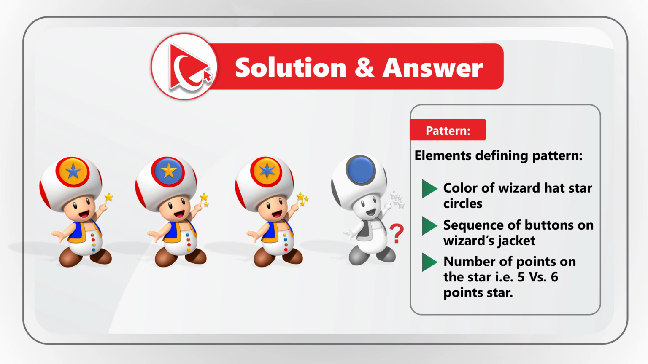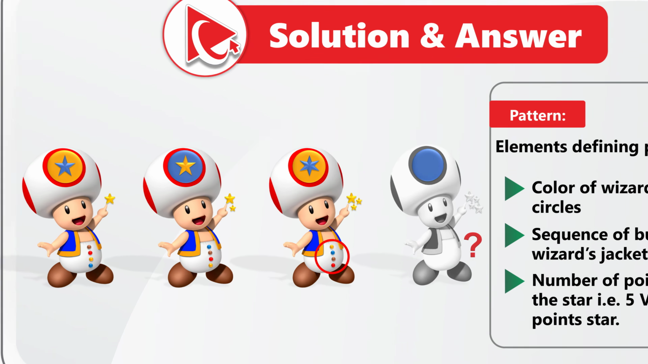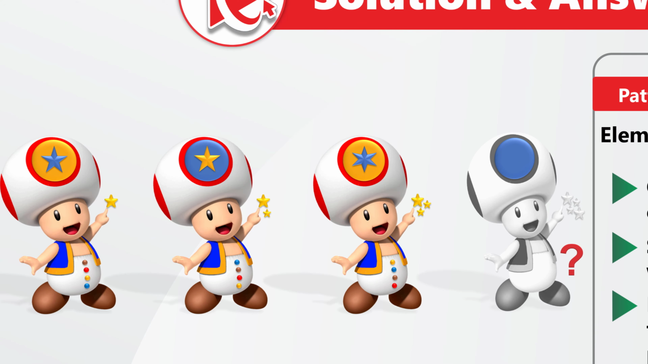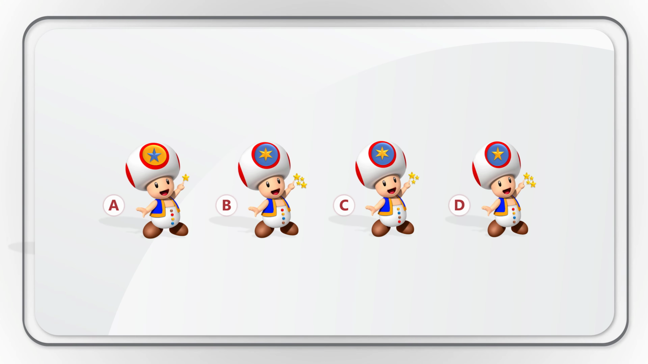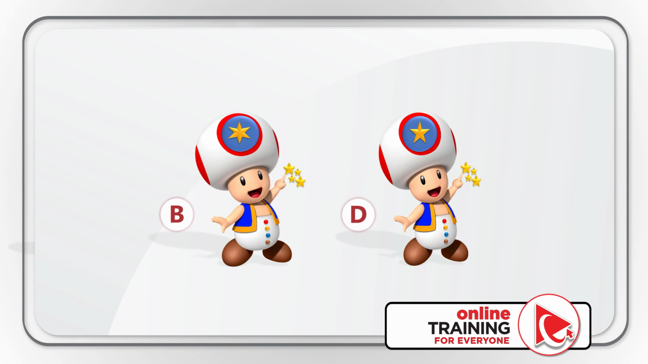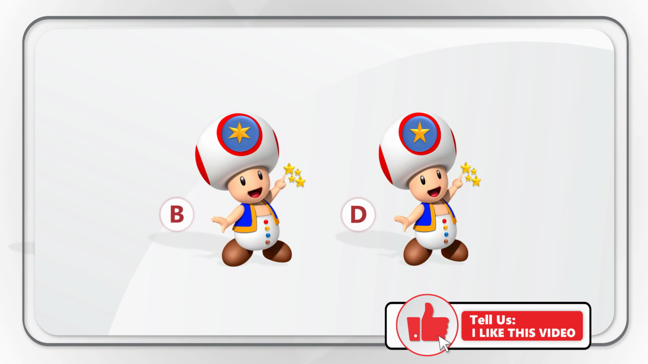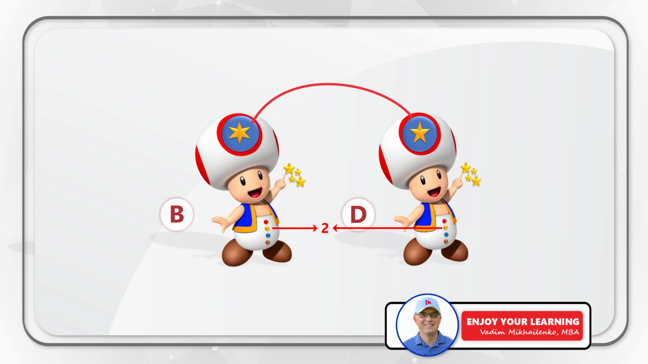The next pattern-defining element is the sequence of buttons on the wizard's jacket. Let's try to follow the yellow button. For the first wizard, it's in position number 3. In the second wizard, the button moves to position number 4. Then it restarts the circle, and in the third wizard, it's in position number 1. Which means that the next position for the button should be position number 2. What's interesting, if we look at the possible answers, both choices B and D so far match our criteria. They have blue circles on the wizard's head, as well as a yellow button in the second position.